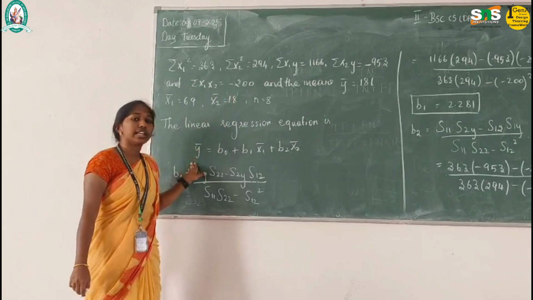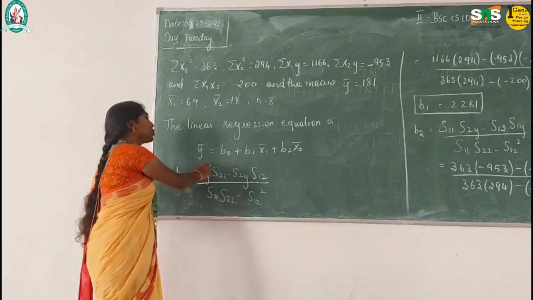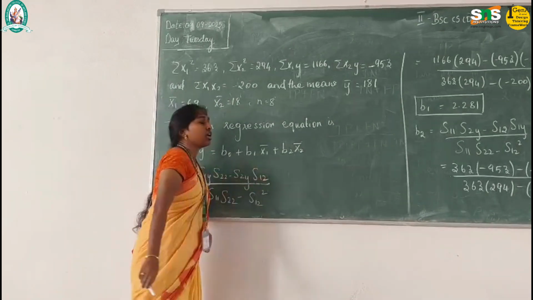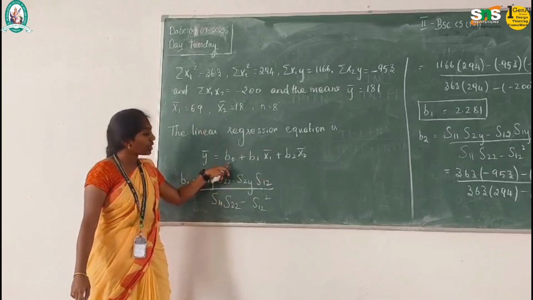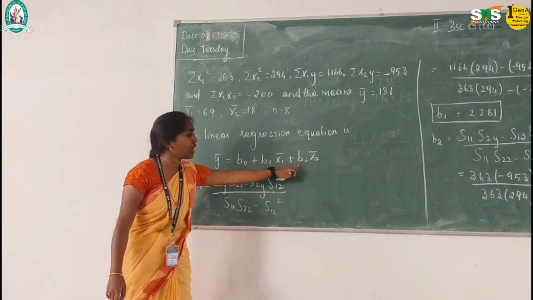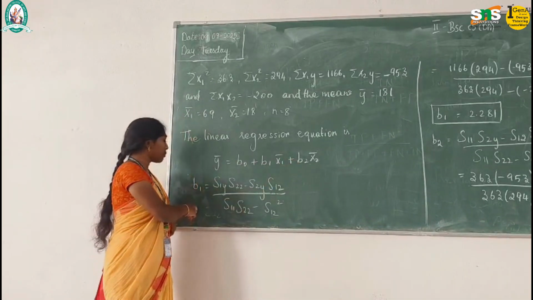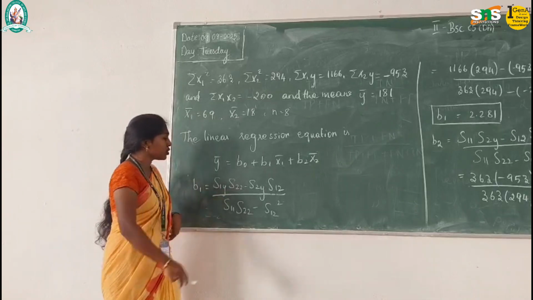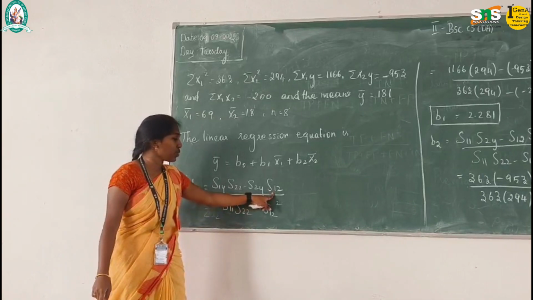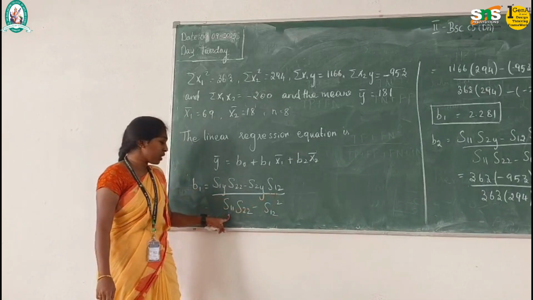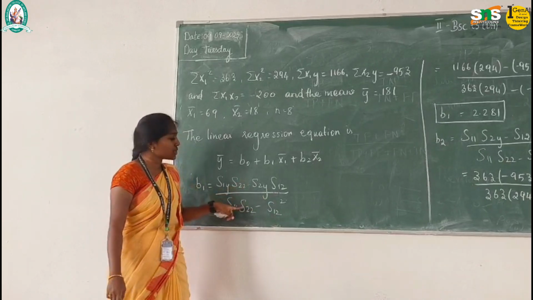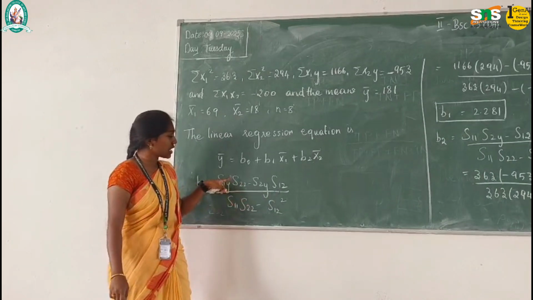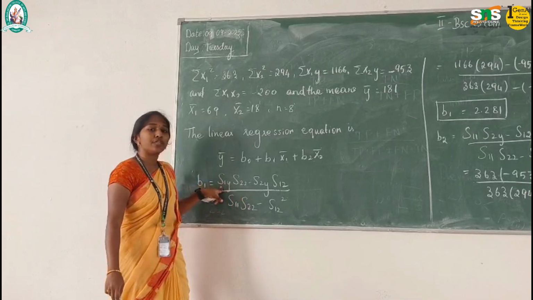So the formula for the regression equation is y bar is equal to b0 plus b1 x1 bar plus b2 x2 bar. For this equation, first we are going to calculate the values of b0, b1 and b2. First the formula for b1 is (s1y into s22 minus s2y into s12) whole divided by (s11 s22 minus s12 square). Next we are going to substitute the values given in the problem. First the value for s1y.